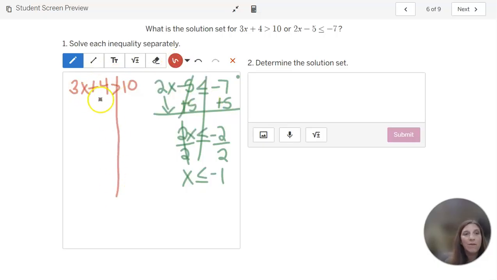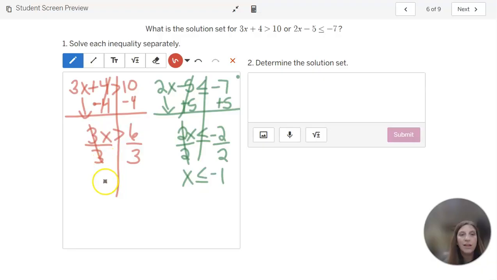And then I'm going to solve my red equation. I'm going to subtract 4 from each side. I do not need to flip the inequality for subtracting. Divide by 3 on each side. I do not need to flip when I divide by a positive. So my solution here is x is greater than 2.